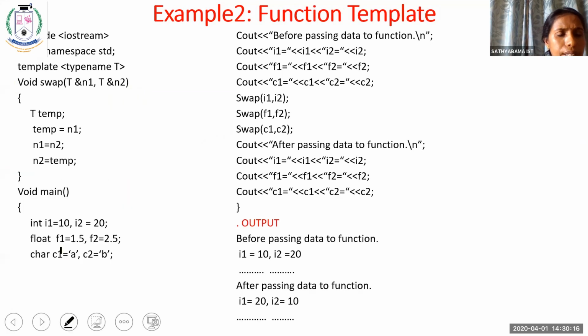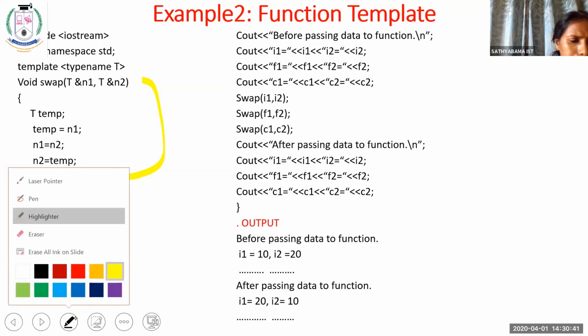Hope you understood all the things here. The major concept is that we write the swapping process only once, and any kind of computation can be done. This swapping process can be used for any kind of generic data type like integer, float, character, likewise. Hope you understood this.